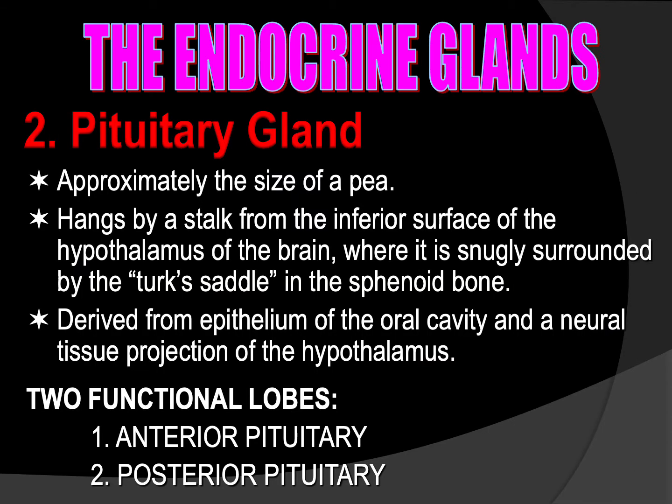The second endocrine gland is the pituitary gland. It's a very small gland, approximately the size of a pea. It is near the hypothalamus of the brain. Now, derived siya from the epithelium of the oral cavity and a neural tissue projection of the hypothalamus. The pituitary gland, even if it is so small, meron siyang two functional lobes. The anterior pituitary gland, sometimes called adenohypophysis, and posterior pituitary gland, sometimes called neurohypophysis.